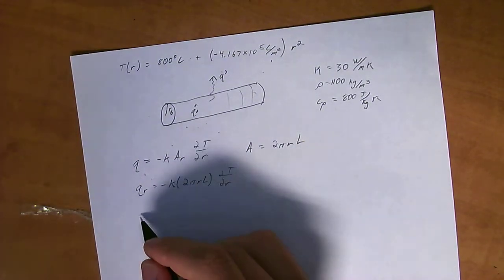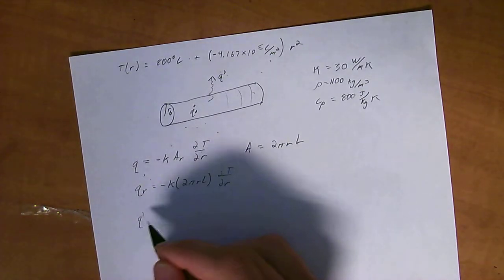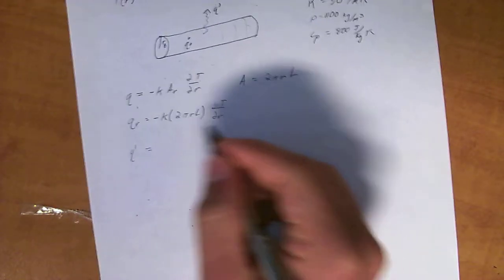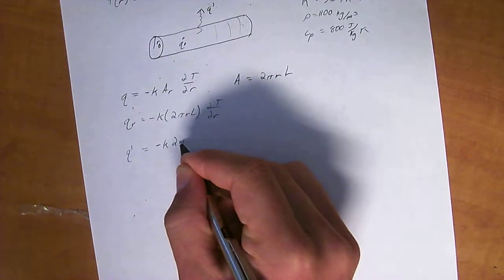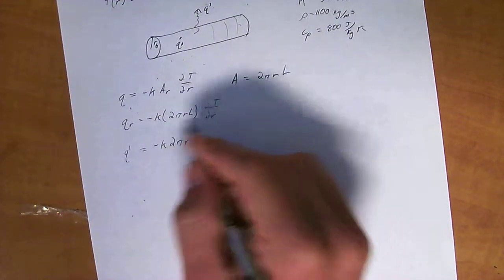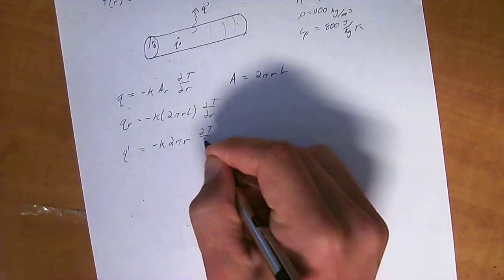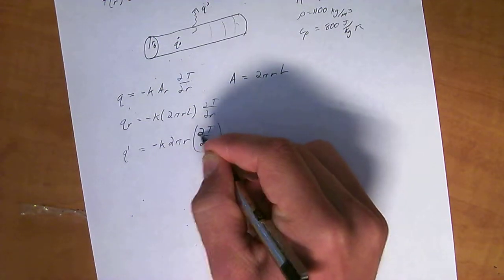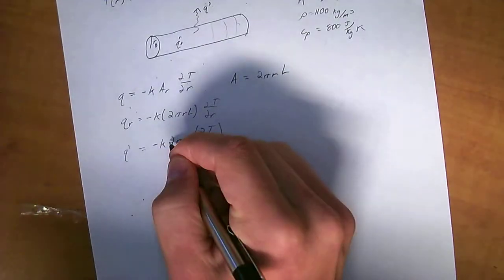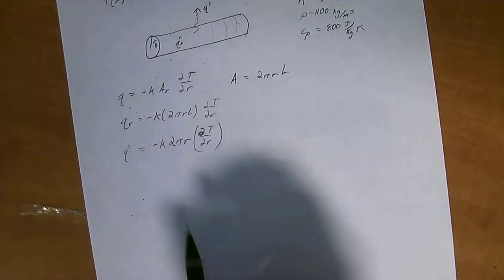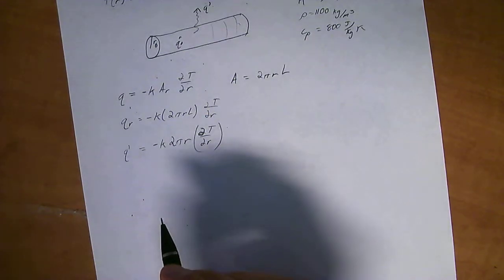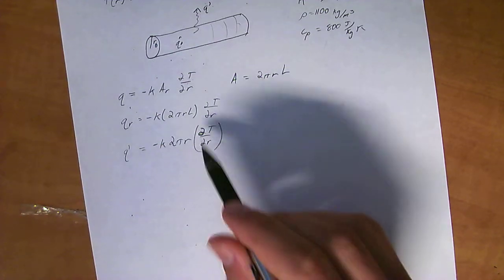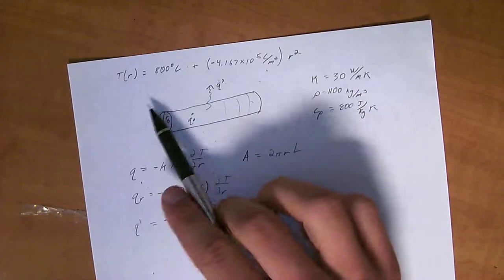But we're looking for the heat flux per unit length. In order to do that, you have to divide by the length, so you end up with negative k of 2 pi r, and the L's cancel because we just divided by L, times the partial of T with respect to r, just like that. My partial kind of looks like a 2 myself, I'm sorry.